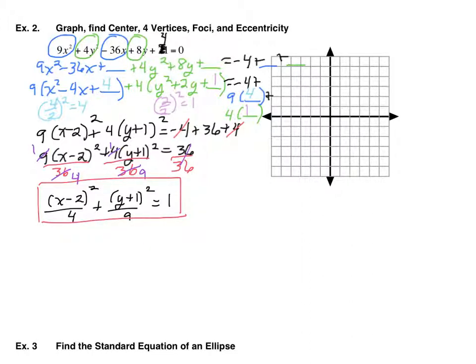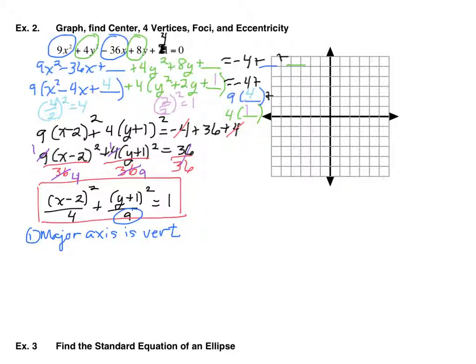So from there, we're finally ready to graph. That was the hard part. So what do I look for first? Before the center, I want a squared, right? 9 happens to be again underneath the y, so that means that my major axis is what? Major axis is vertical, right? It goes in the direction of the y-axis because it's underneath the y.